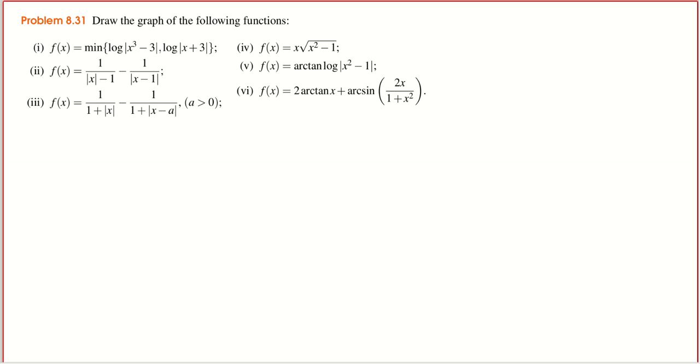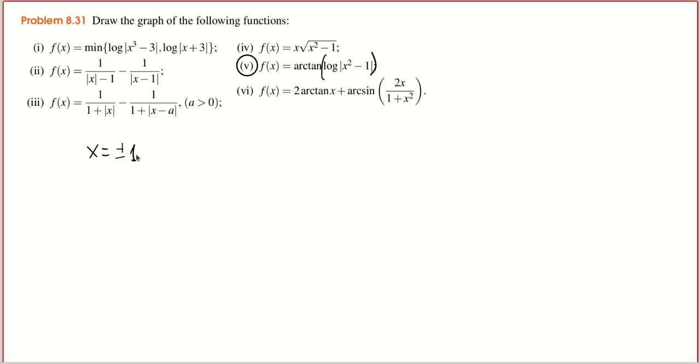We will now discuss the plot of the fifth function in the list, the arctangent of the logarithm of the absolute value of x squared minus 1, right? Okay, the argument of the arctangent can be any real number, so the arctangent has no problem, but there is a logarithm here. The argument of the logarithm is always non-negative, which is good, right? However, it can be 0, and it's actually 0 at 2 points, x equal to plus or minus 1.